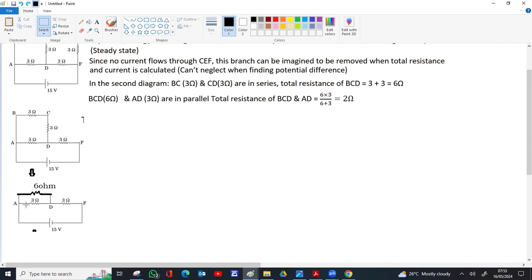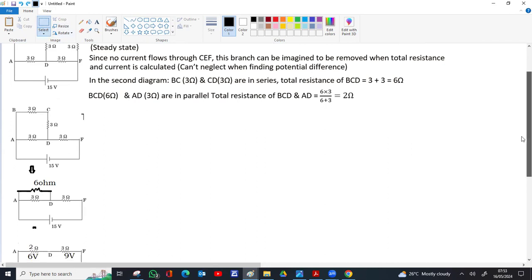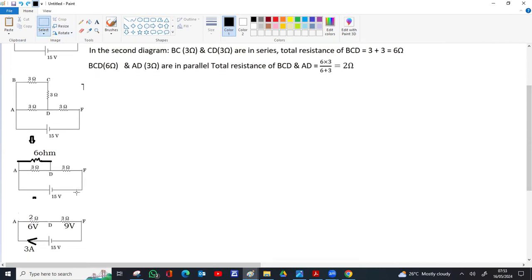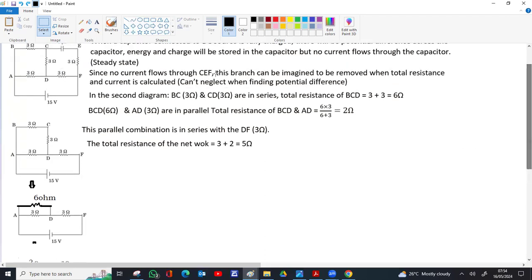Now we can replace 6 and 3 by a single resistance between that. So that will be 2 ohms. Now that resistance becomes 2 ohm, that is in series with 3 ohm. The total resistance will be 3 plus 2, 5 ohm. So the whole resistance of the network is just 5 ohm. That's the first part of the question, total resistance of the network. We don't include EF because no current flows through EF.